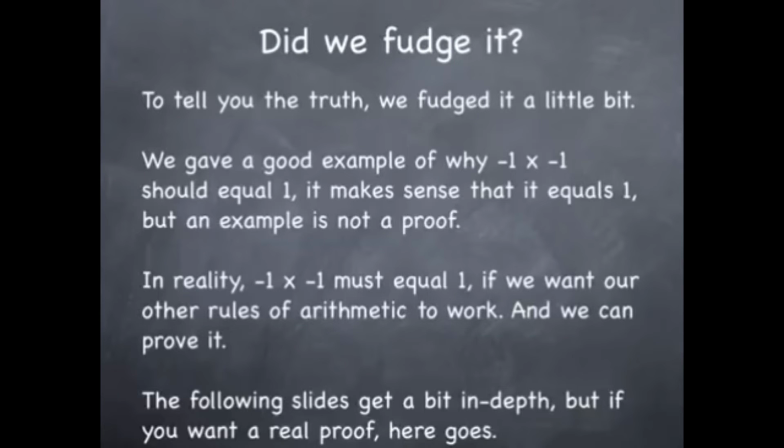To tell you the truth, we fudged it a little bit. We gave a good example of why negative 1 times negative 1 should equal 1. It makes sense that it equals 1, but an example is not a proof. In reality, negative 1 times negative 1 must equal 1 if we want our other rules of arithmetic to work, and we can prove it. The following slides get a bit in-depth, but if you want a real proof, here goes.